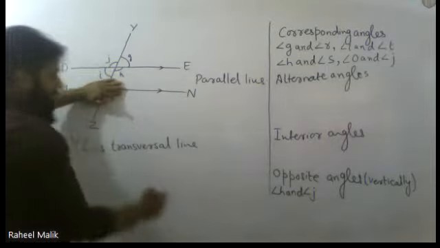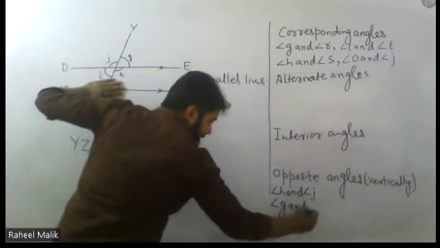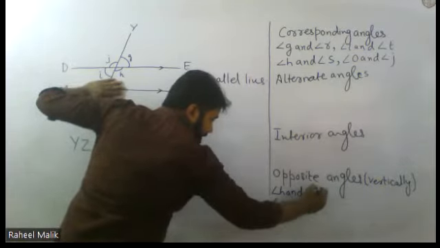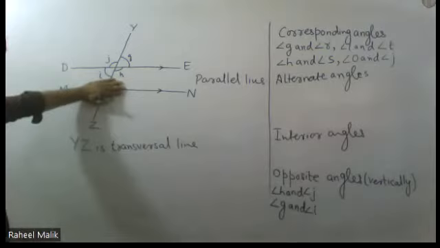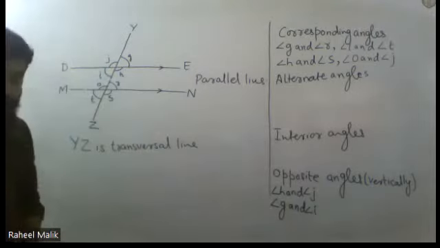Angle G and angle I are vertically opposite. I'm not comparing both lines right now. I'm just looking at one intersection.